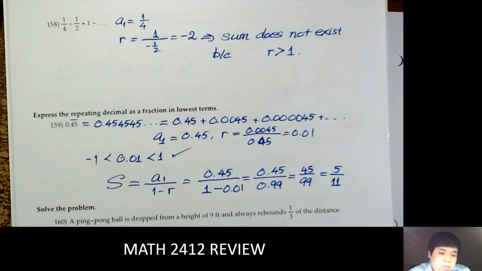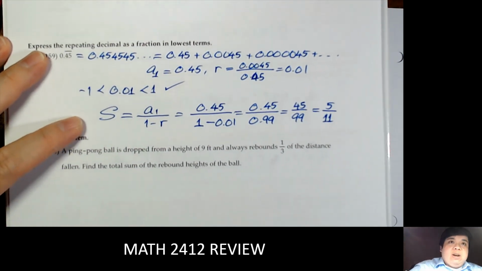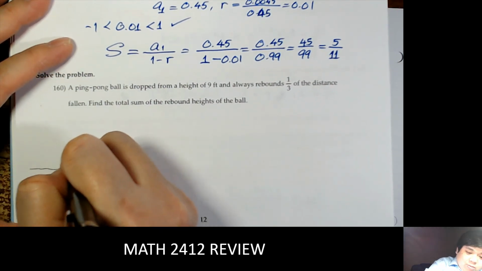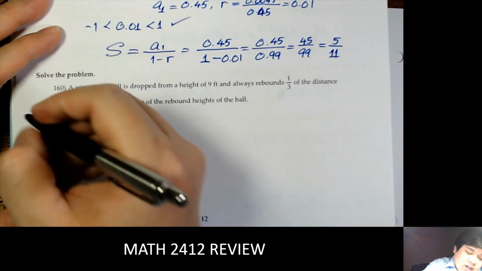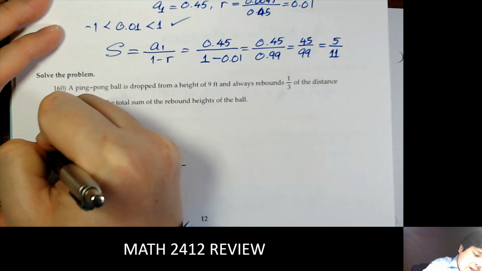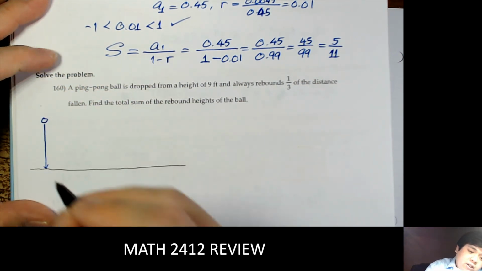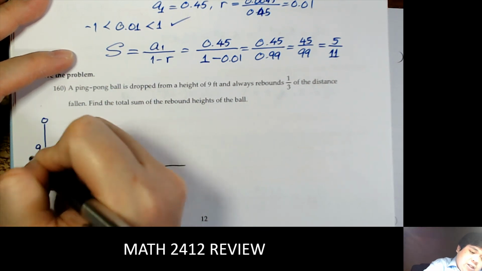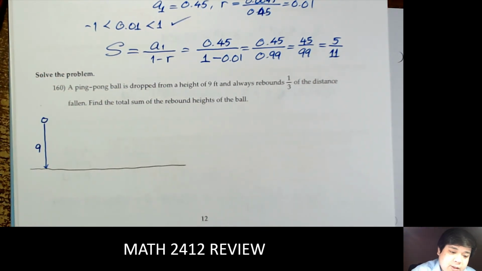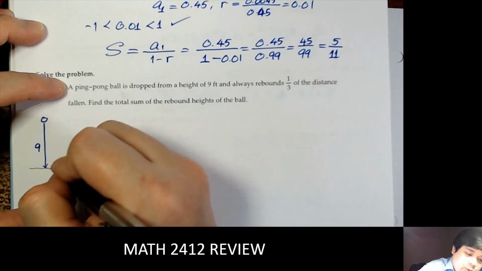So a ping pong ball is dropped from a height of 9 feet, and then it always rebounds 1/3 of the original distance. So try to draw this out. Originally it is 9 feet, and it drops straight down. So now we want the total height. So first one is 9. It's the total height, not the total distance the ball travels.